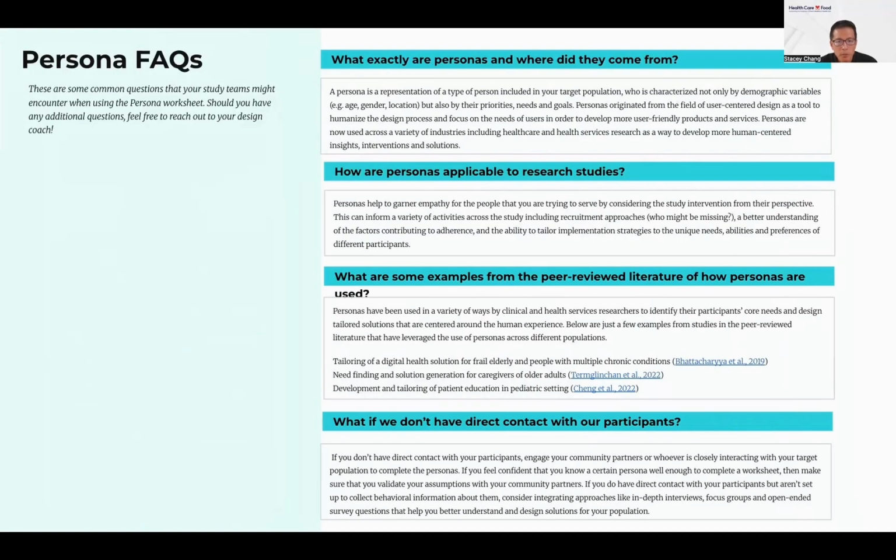If you're interested in more depth on personas, we have included an FAQ in the deck, as you can see here, which includes a bit more context on personas, their applicability, and resources from peer-reviewed literature that you may find helpful. Feel free to pause this recording and work on your personas, and then resume this recording when you're ready.